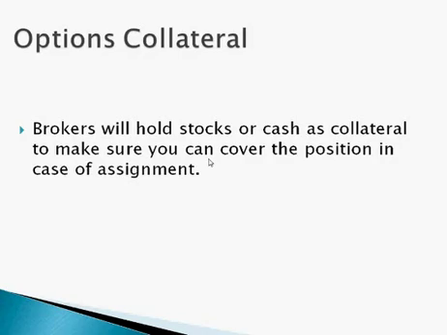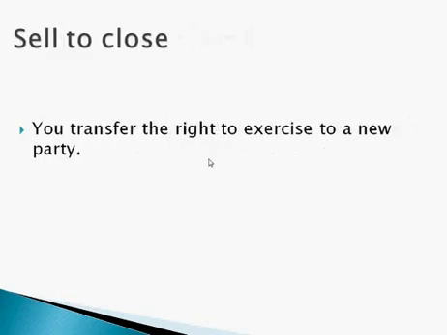If, let's say, you sell a contract and that person decides to exercise, that means you need to fulfill that. Especially if it's in the money, you're going to take a loss if you get assigned. So in order to cover that, the broker will hold cash, and you need to hold the underlying stock. Option collateral is important.